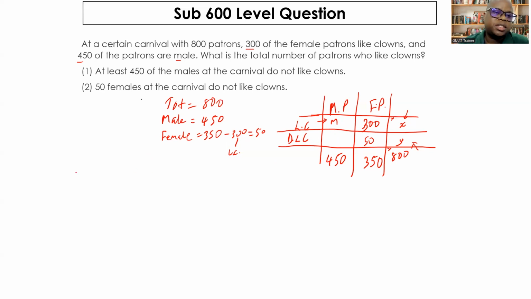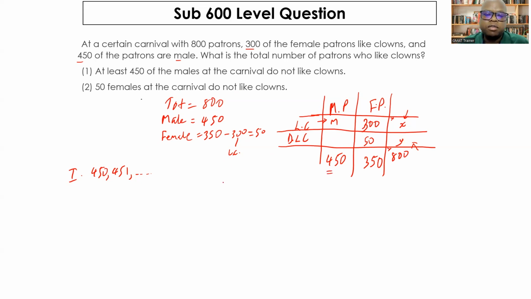So let's see. The first statement says that at least 450 of the males at the carnival do not like clowns. At least 450, which means it can be 450, 451, and so on. That is what we're being told in statement one. So does this help us get how many don't like clowns or how many males like clowns? If at least 450 males don't like clowns, then the total number of them cannot exceed 450.